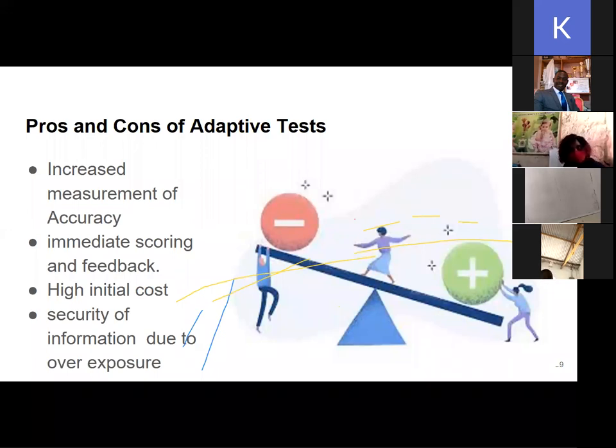And then the security issues, of course, related to the compromise of the item pool due to the overexposure of some items. So you find that over time, when these tests have been administered for a long time, there's the danger of the questions being predictable, and this might render the validity of such a test low.